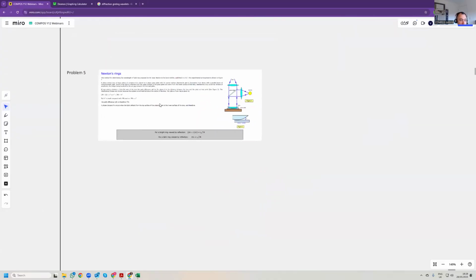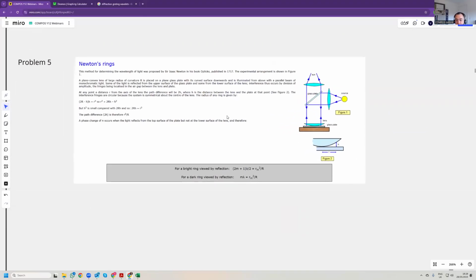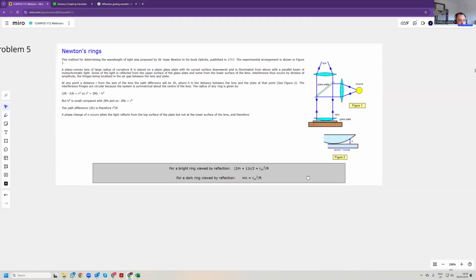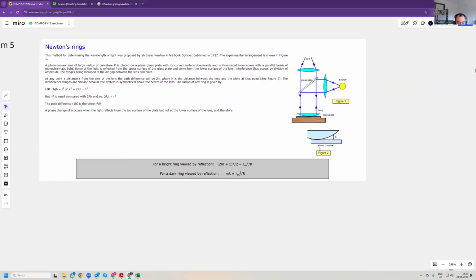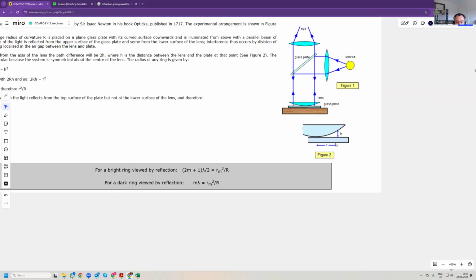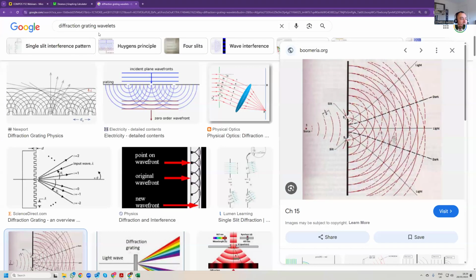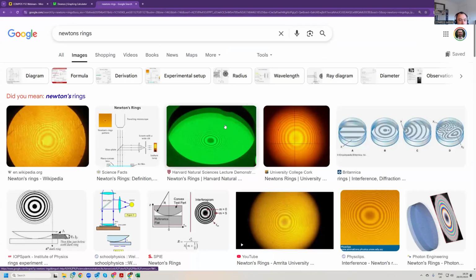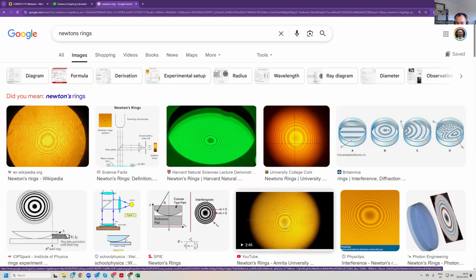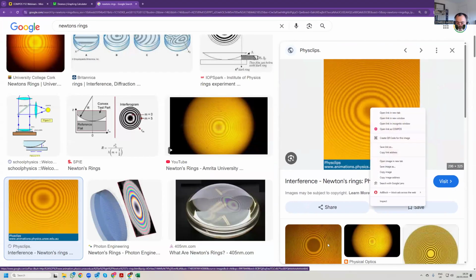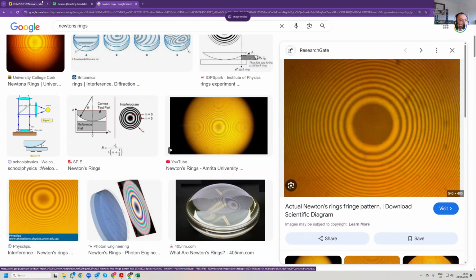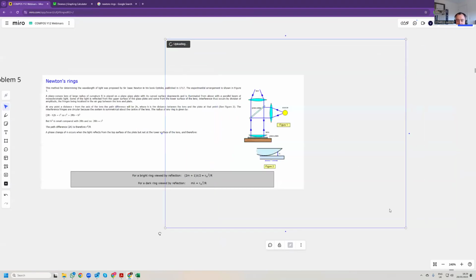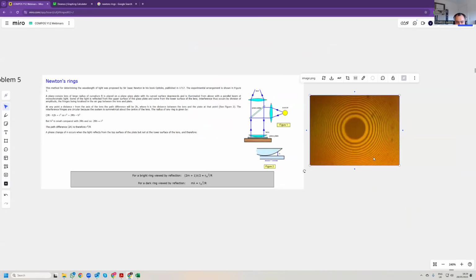Moving on to problem 5. This is Newton's rings. This is one of the problems from the assignment, and you need to find the relationship between the distance from the center and the number of the dark ring. So, the pattern that you see, Newton's rings. You will see patterns like this. This is the pattern that you would see looking from the top.